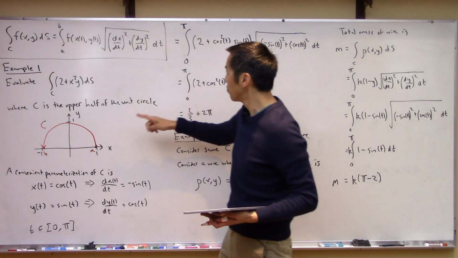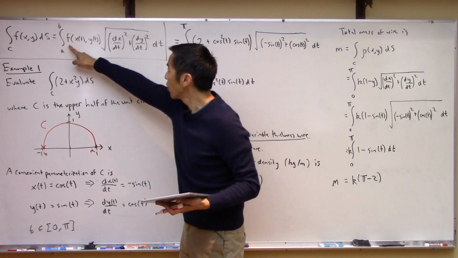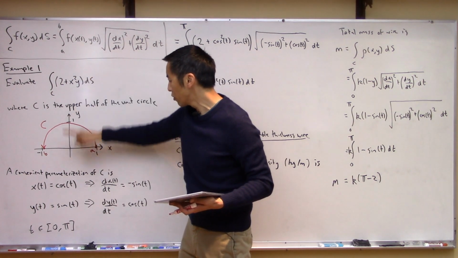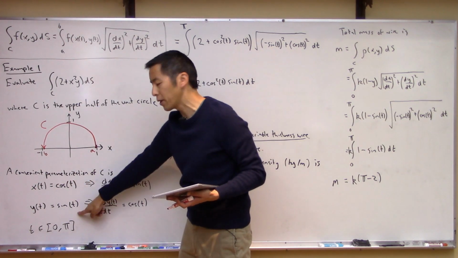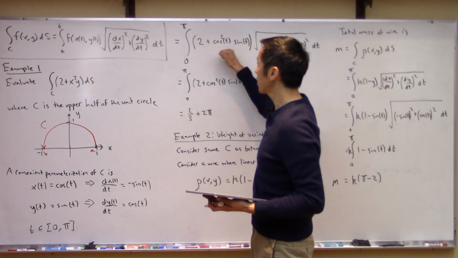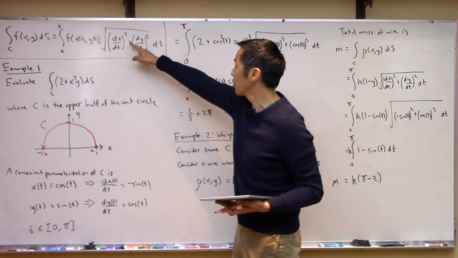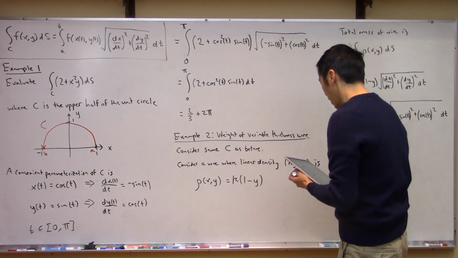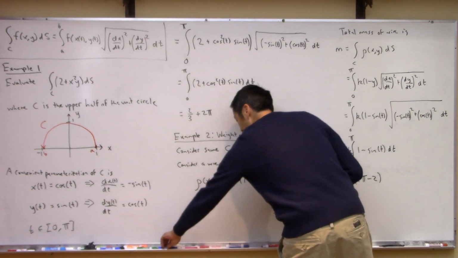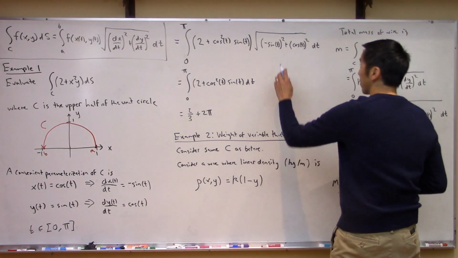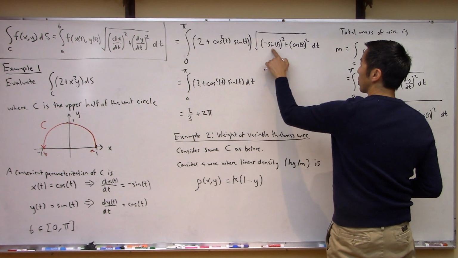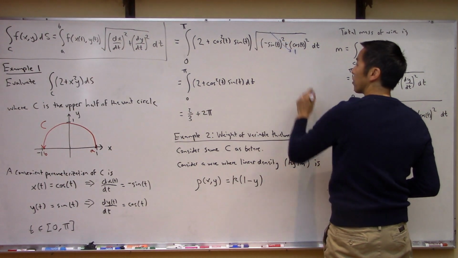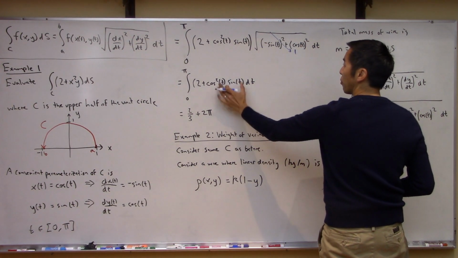The first thing we need to do is plug the x and y parameterization into this function. Everywhere you see an x, replace it with cosine of t. Everywhere you see a y, replace it with sine of t. That's what I've done right here. Then we have this square root of this thing, but we already calculated the derivatives, so plug those in right here. What you'll notice is that this entire term basically turns into sine squared plus cosine squared, which is 1. So this entire thing goes away, and you're just ending up with this over here.